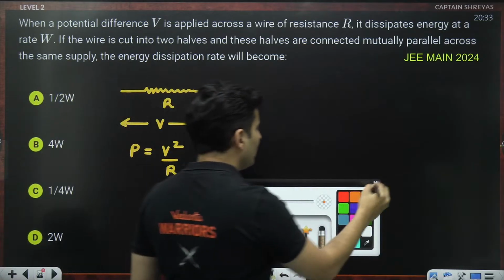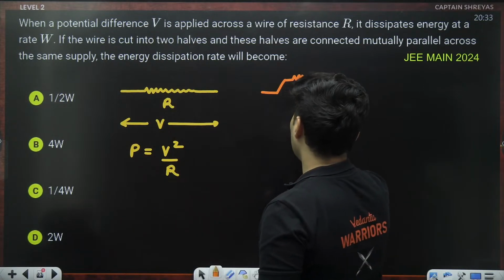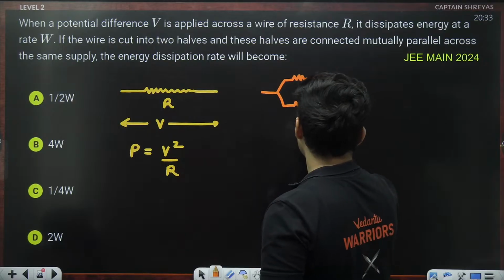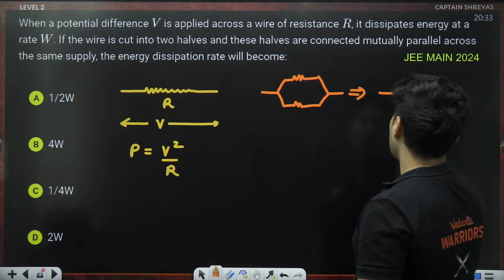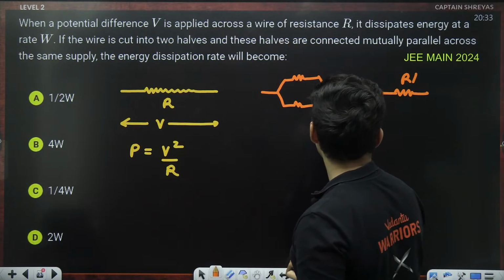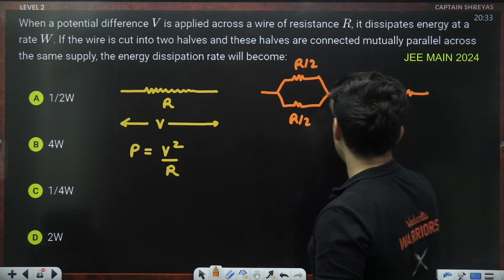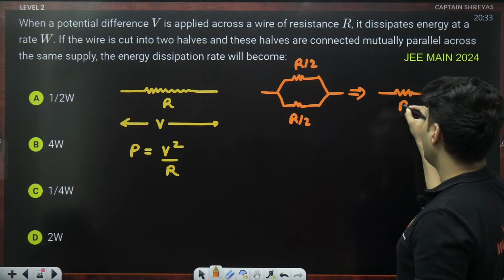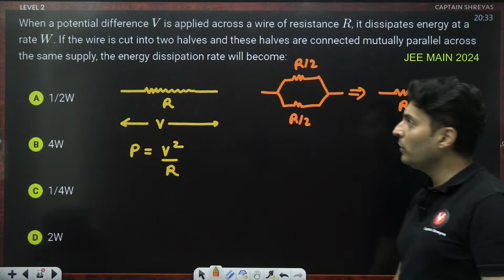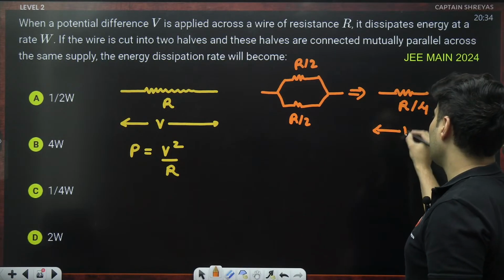Now what you do is break this resistor into 2 parts, and you are connecting it in parallel, something like this. Each one will be R by 2, this will also be R by 2. So the equivalent resistance will be R by 4 ohms. Do you understand why R by 4? Because they are now in parallel and they are connected across the same voltage.